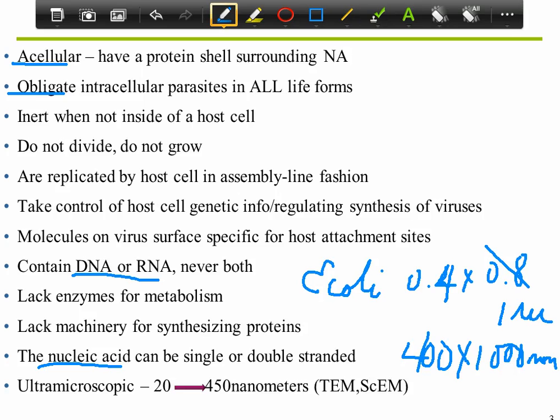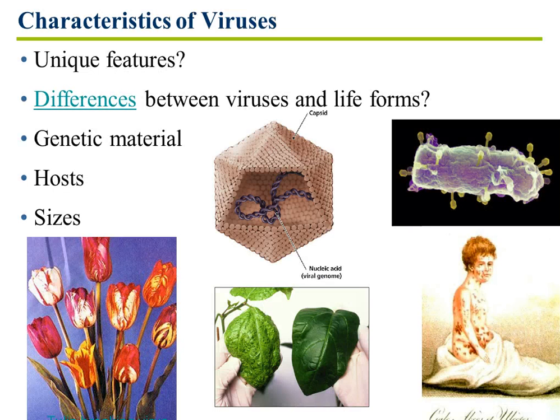Now, E. coli is really a very small bacterial cell. Its width is about the same size as some of the largest viruses. But again, there are a lot of viruses that are way smaller. We'll get into some of the details of their structure in a bit. I've mentioned hosts and sizes already.